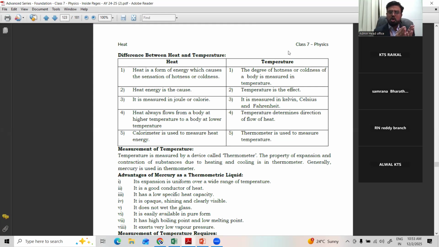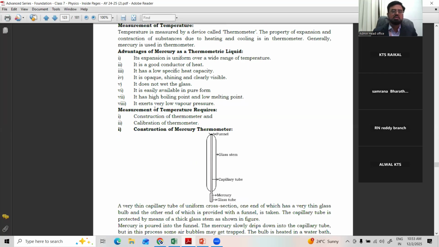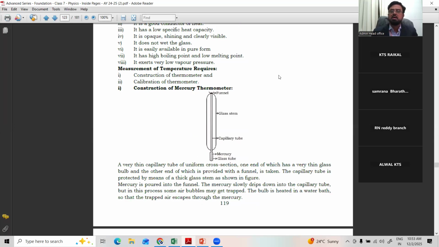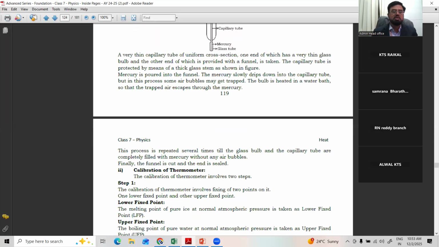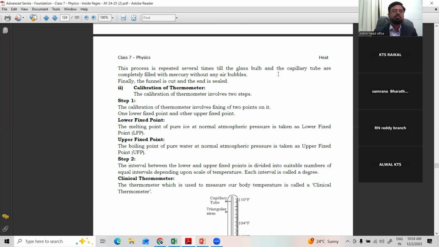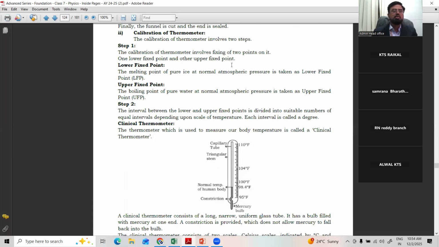Heat is the cause, temperature is the effect. Because of heat, temperature increases or decreases. When you supply the heat, temperature increases. When you remove the heat, temperature decreases. That is the difference. We have also seen how to measure temperature using the thermometer, and how to construct the mercury thermometer, in the last class. Now we come to this.